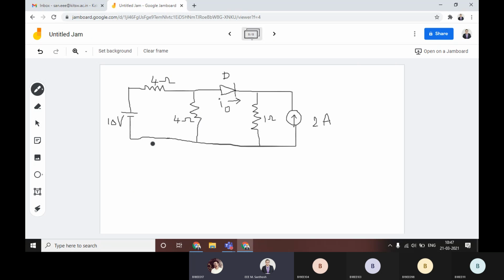Sir, 2 amperes, sir. Is 2 ampere you are getting? Yes, sir. Any other value? 2 amperes, okay. Anyone getting any other value?